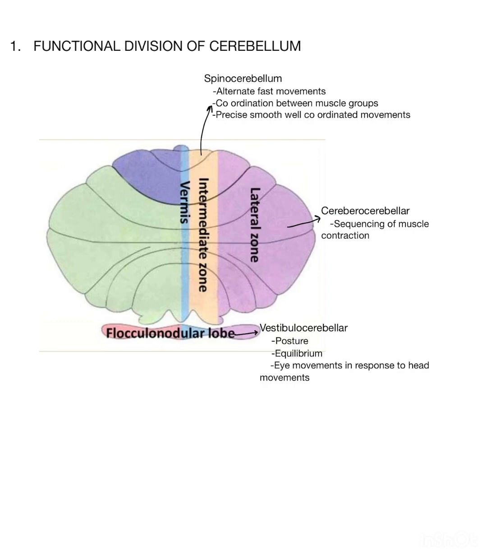Now let's look at the function of the individual areas. The spinocerebellum helps in alternate fast movements, coordination between the muscle groups, and precise, smooth, well-coordinated movements. Next, the cerebrocerebellum helps in the sequencing of muscle contraction, whereas the vestibulocerebellum helps in posture, equilibrium, and eye movements in response to head movements, that is the nystagmus.